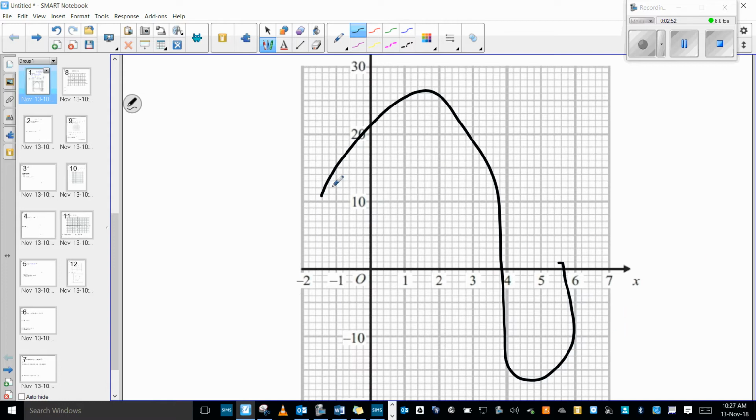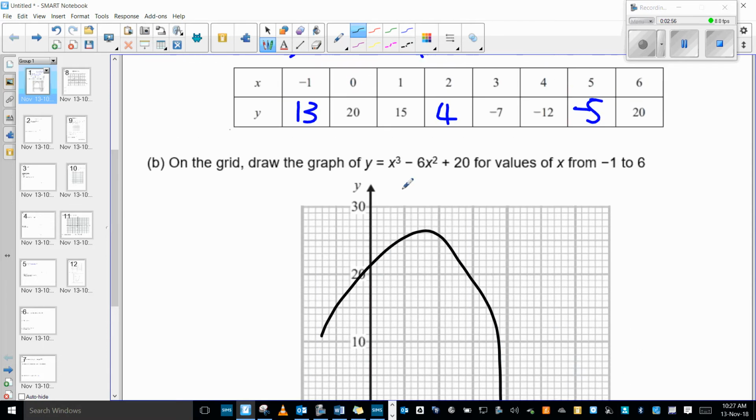Now, a couple of people didn't plot, or unfortunately, the way the mark scheme works is if you didn't get this mark, you couldn't get this one, even if you plotted your values, which seems harsh, and I agree. However, I'm marking with the mark scheme, so that's what's going to happen in real life.